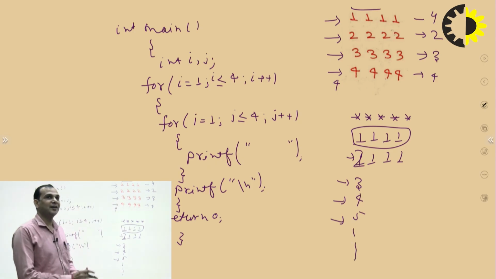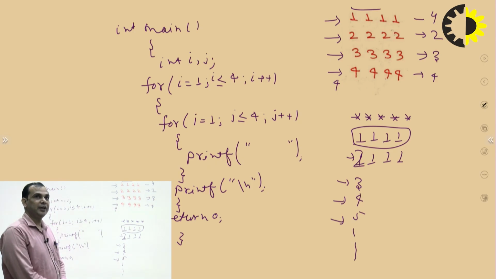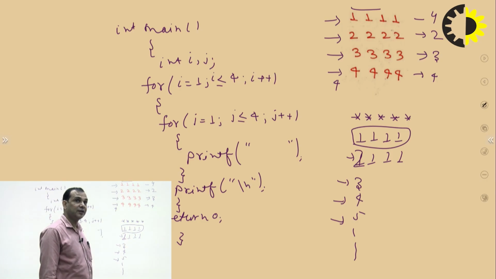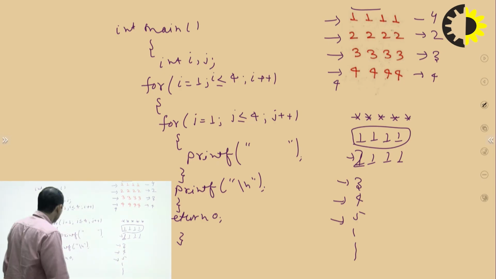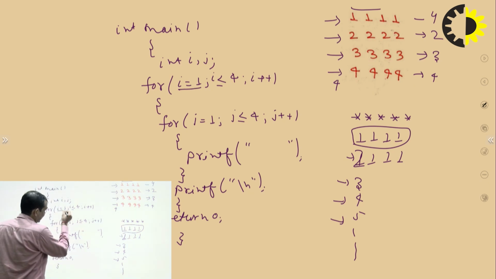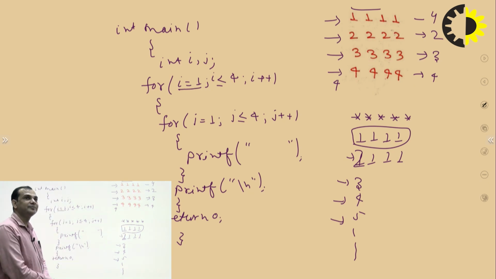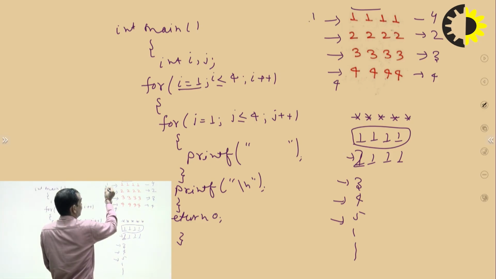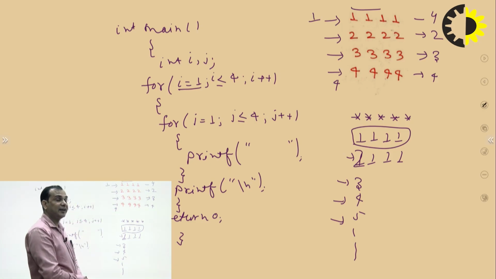So what is the main condition? What do we do in this? Think about this. What we want is that in the first line we print 1. In the second line we print 2. In the third line we print 3, and so on. So think here: what is i? i is the number of the line.